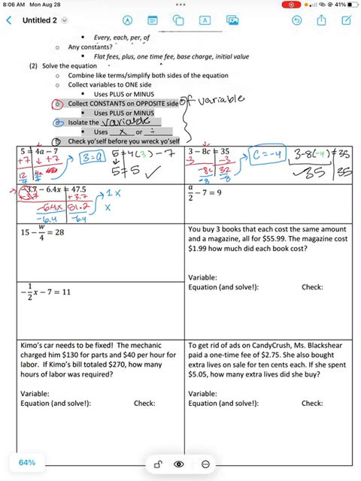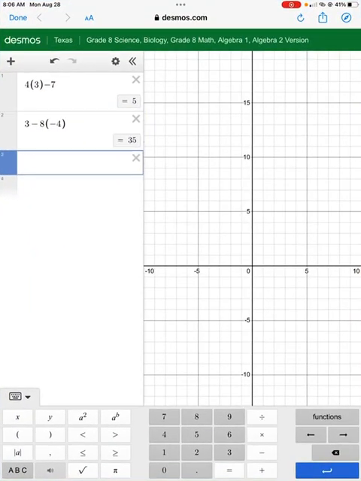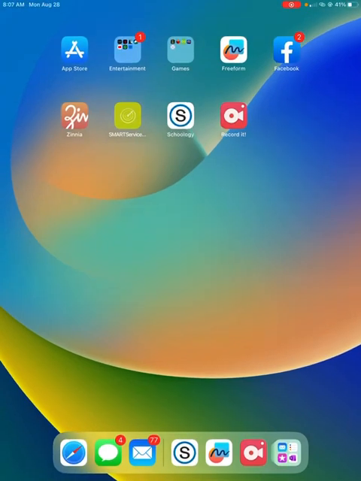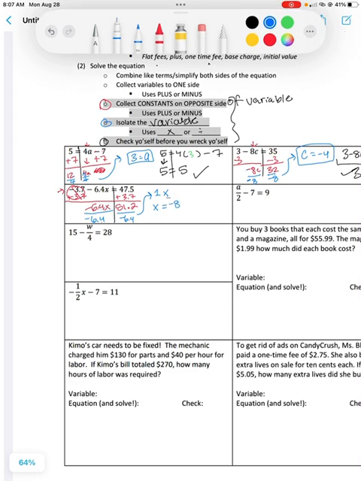Okay, and then for the right-hand side, I don't want to do the division in my head. It's 51.2 divided by -6.4. And that is -8. X equals -8. Okay, next step is to check ourselves.